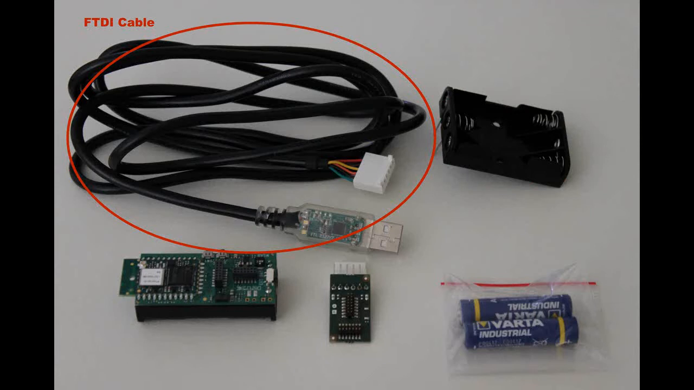Finally, there's the FTDI cable. This cable connects between a USB port on your PC and the wireless sensor application board via the adapter. Don't worry, I'll show you how it's done.